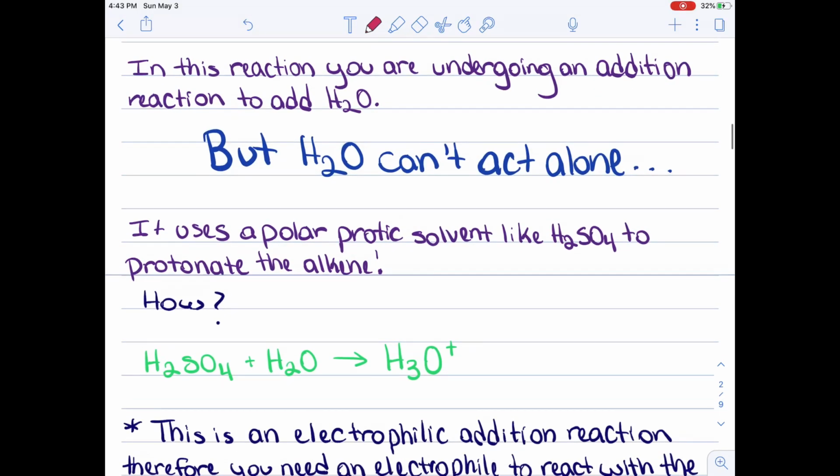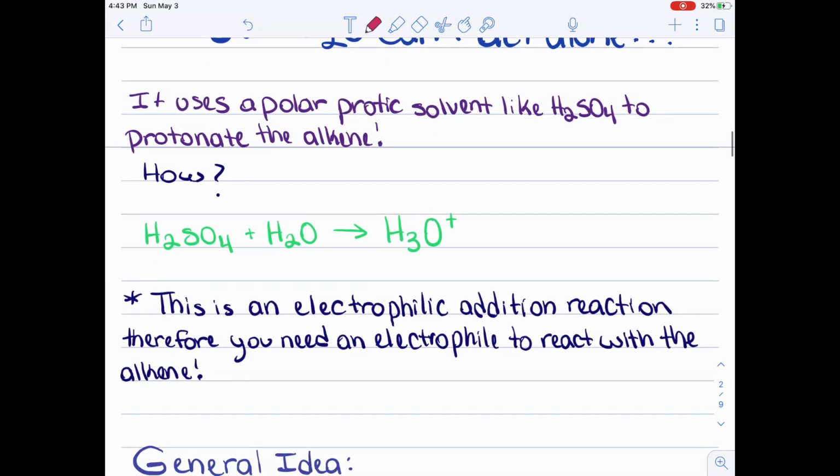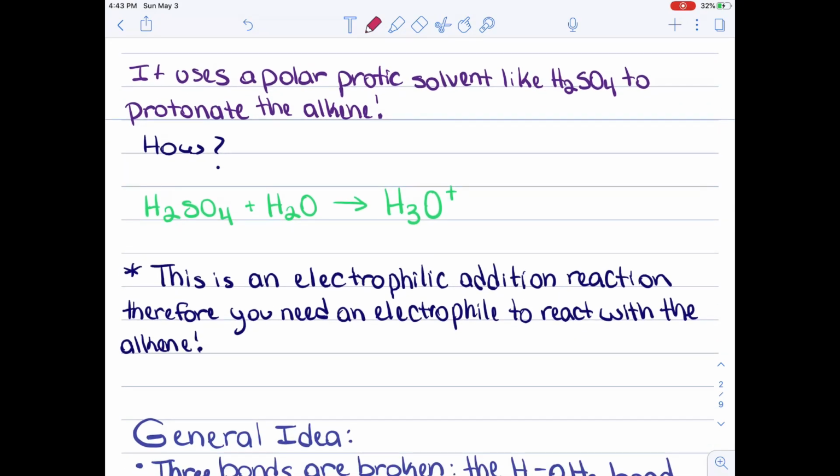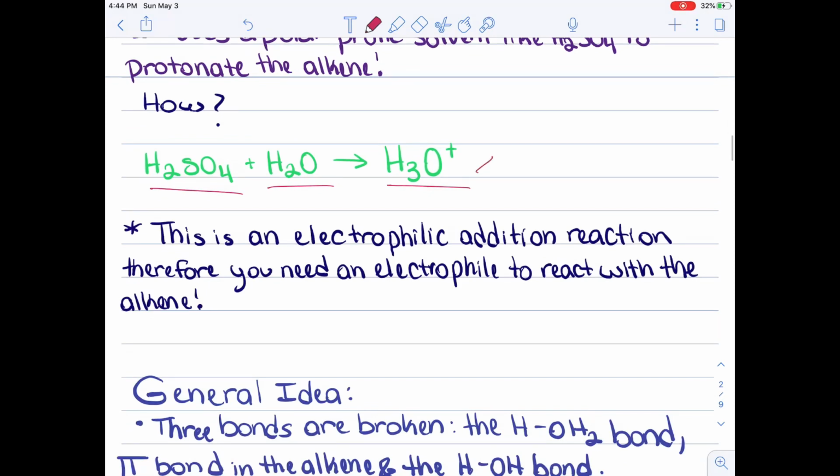So in this reaction, you are undergoing an addition reaction to add water. But of course, water can't act alone. It's a neutral molecule. So what does it do? It uses a polar protic solvent, like sulfuric acid, to protonate the alkene. But how does it do it? Basically, sulfuric acid and water undergo a reaction to form your hydronium ion. That is going to be your electrophile in this reaction.